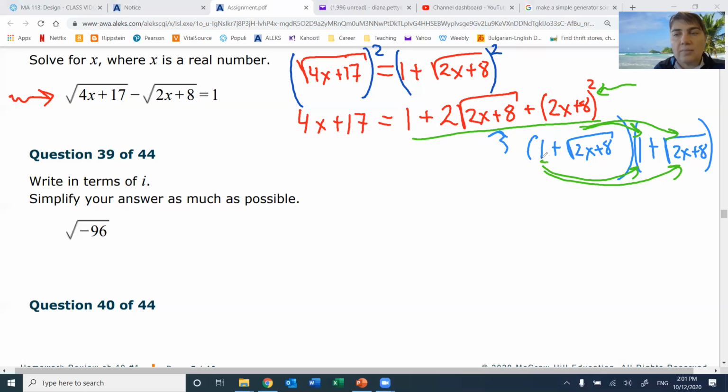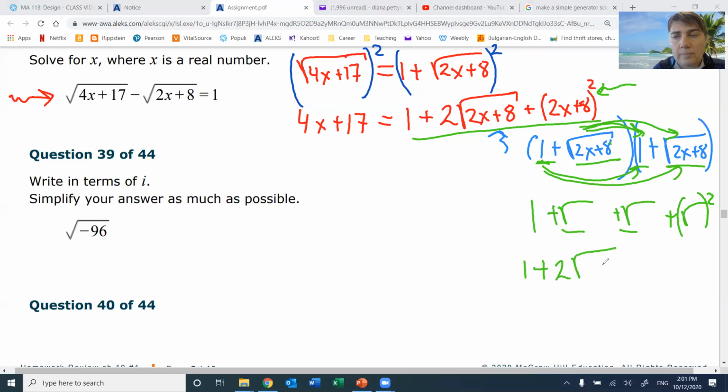So here, 1 times 1 is 1. 1 times square root is just square root. Then square root times 1 is square root, right? That is the same thing. And then the square root times the square root itself is going to be square root squared, right? I didn't just write the insides. So when you add them, these are the same, like terms. So I'm going to have 1 plus 2 times the square root.